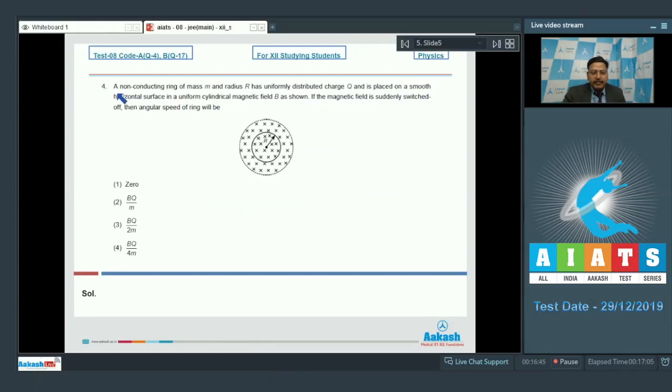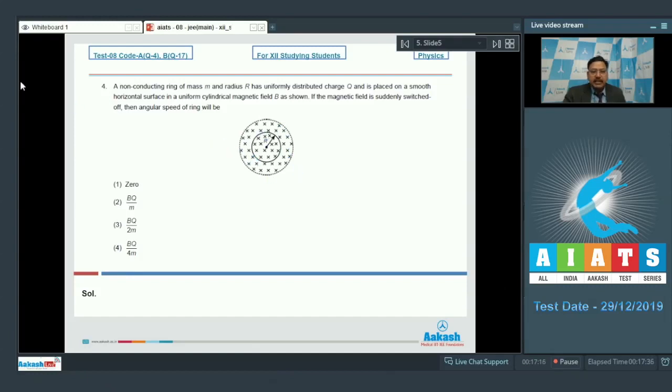Question 4 says, a non-conducting ring of mass m and radius r has uniformly distributed charge q and is placed on a smooth horizontal surface in a uniform cylindrical magnetic field B as shown. If the magnetic field is suddenly switched off, then angular speed of ring will be, and these are the 4 options. We have to find the angular speed of ring when magnetic field B is switched off suddenly.